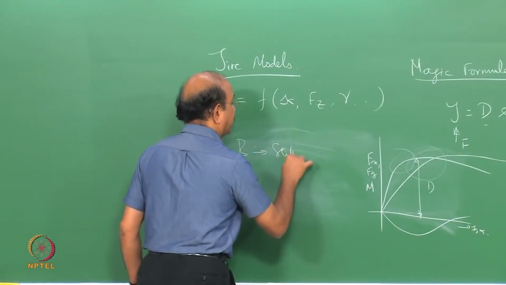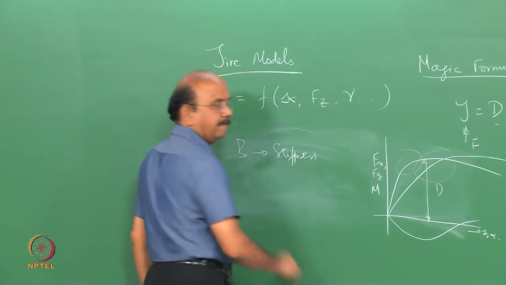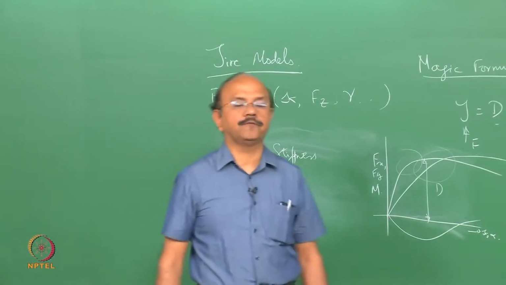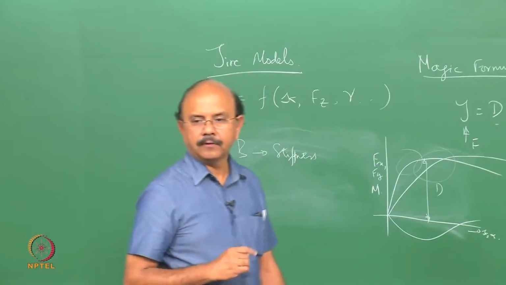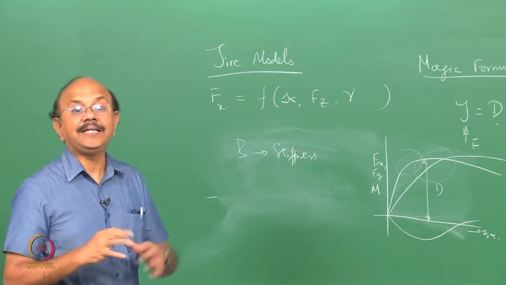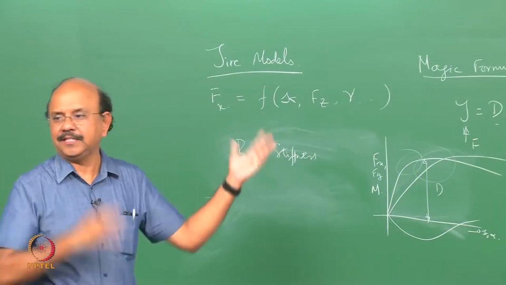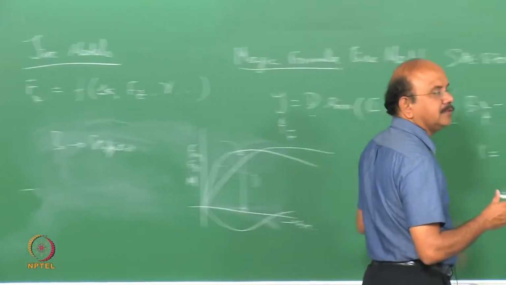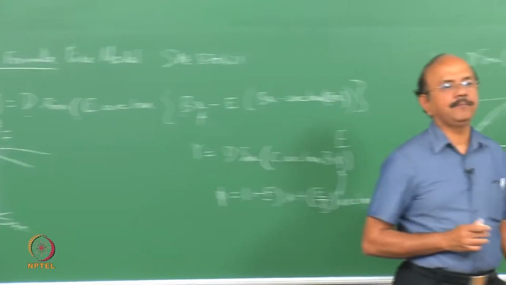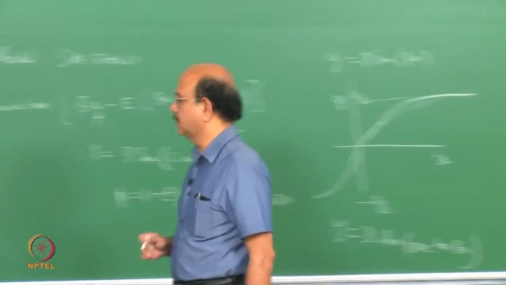We'll see that the stiffness factor is not actually the stiffness. B is the stiffness factor, C is the shape factor, and D is the peak force, which we had already seen. D multiplies the sine of something, and the maximum sine value is equal to 1. So, peak force D, and E is the curvature factor.